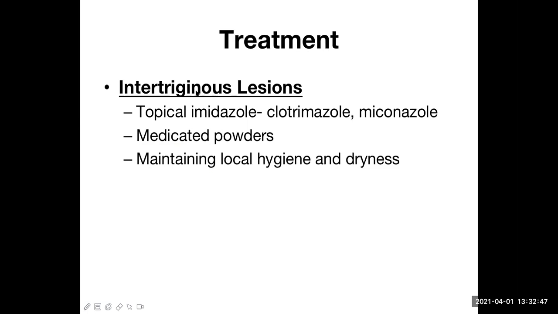In the intertriginous lesion, you give topical imidazole group of drugs like clotrimazole or miconazole for a substantial period. What we say is, till you get completely better, keep on applying the medicine because these medicines are not harmful. We have given them topically. Medicated powders can also be given. And there is one extra advantage of medicated powder. They can make that area dry as well. And maintaining the local hygiene and maintaining the dryness is very important. This is for intertriginous lesion.